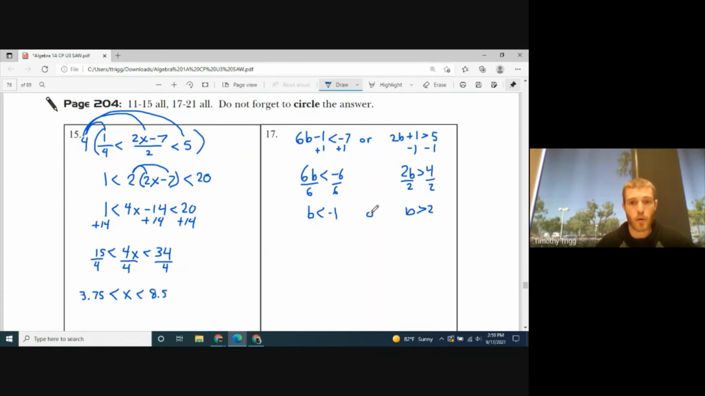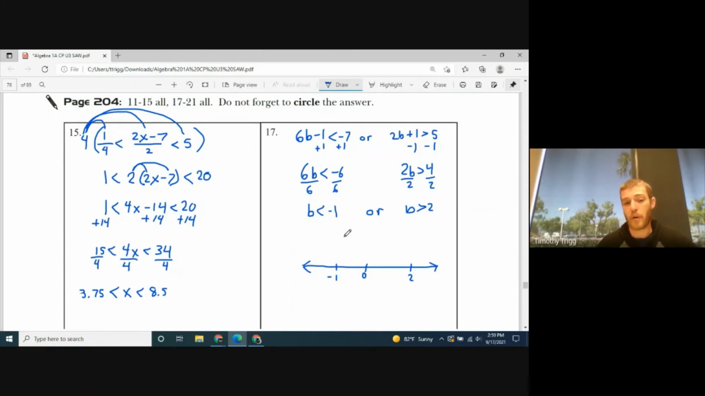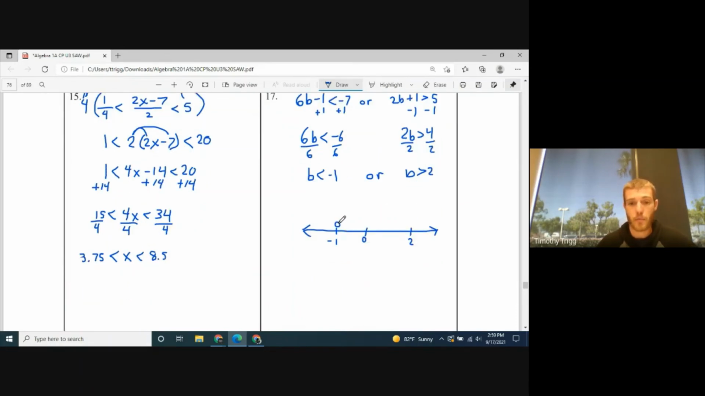So this is where the OR is, right? So b is less than negative 1, or b is greater than 2. What does that look like on the number line? So let's put the 0 here, let's say. 2 is over here, and negative 1 is over here. So I want b values that are less than negative 1. So that's going to be, here's negative 1. The values that are less than that are over here. So these are the values that are less than negative 1.